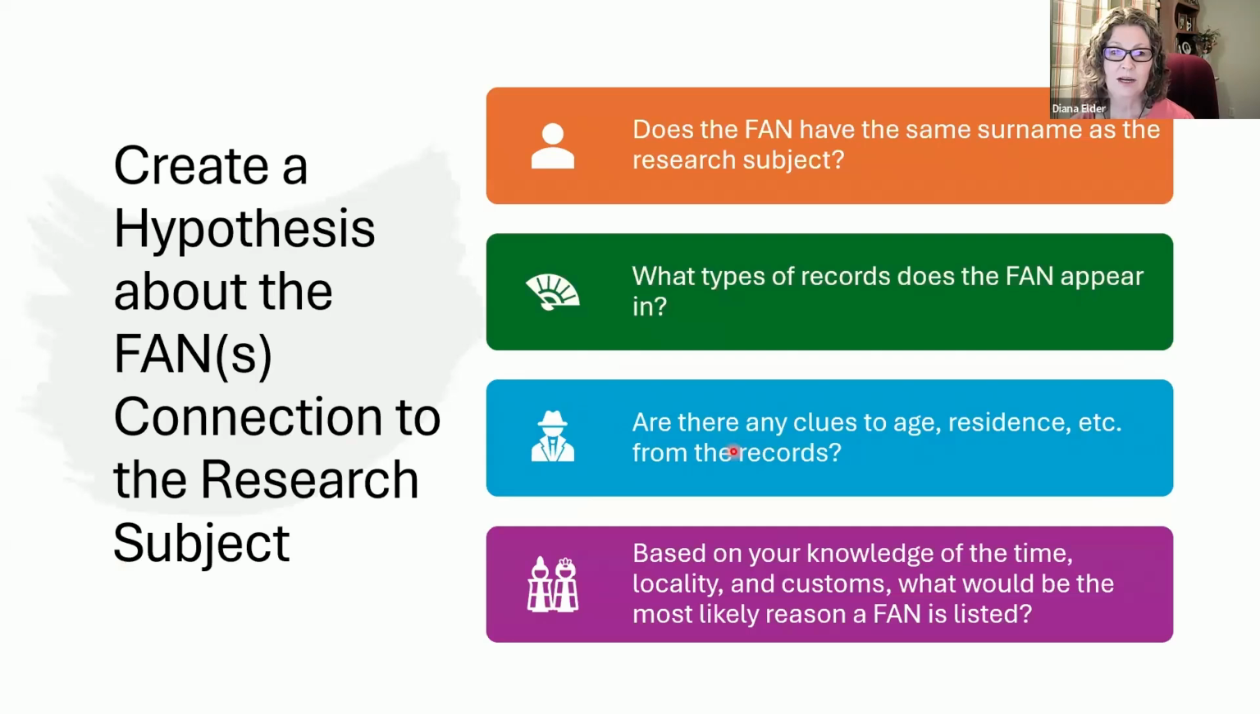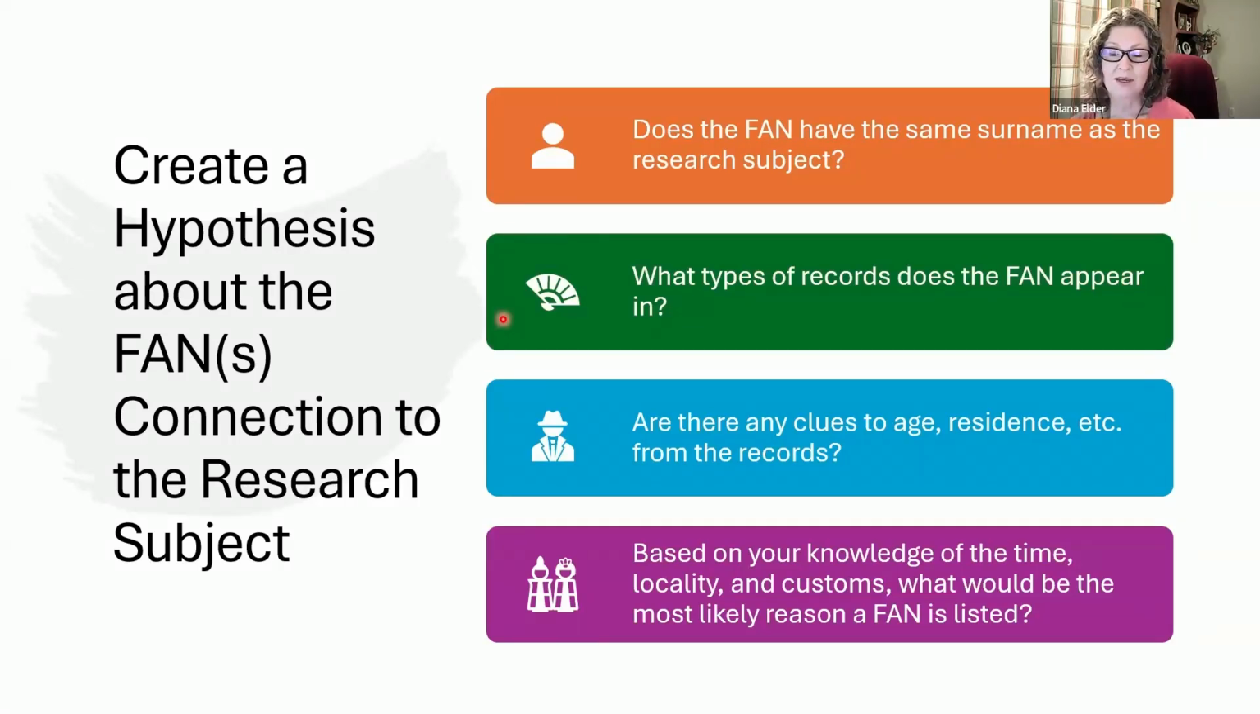And then you're going to create a hypothesis and you're going to try to think about what that connection could be. Some of the clues you might be looking for: the same surname as the research subject. And then think about the types of records the fan is appearing in. The more experience you get with the records, the more you understand the importance of a name appearing. So, for example, if you're doing Irish research and you are looking at a baptismal record for a Catholic parish, you'll see sponsors. And you'll realize, because of your experience or your knowledge about those records, that the sponsors are usually family members, are usually people who are close to the research subject.